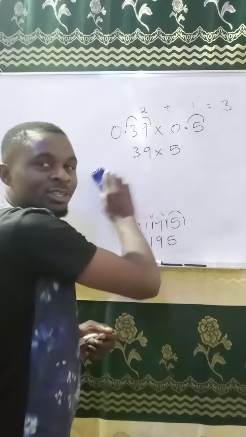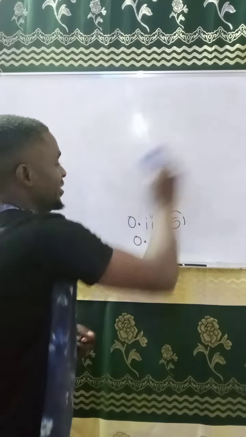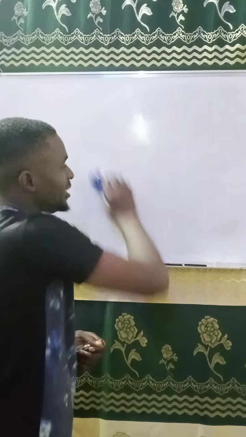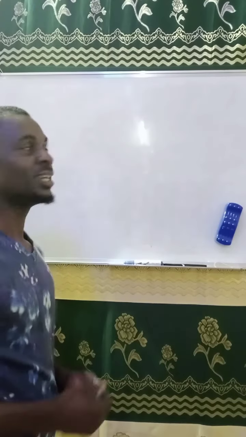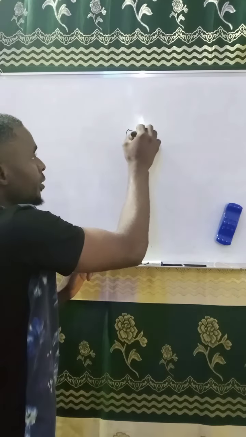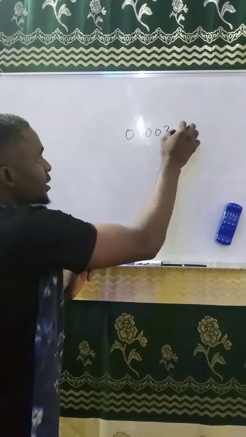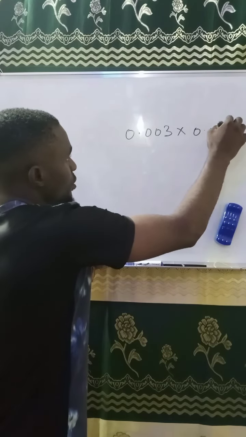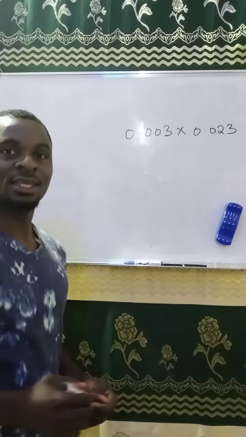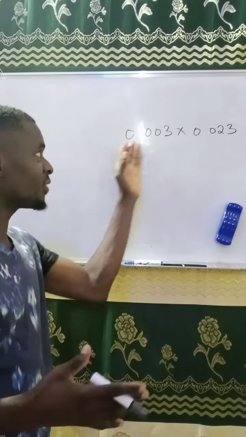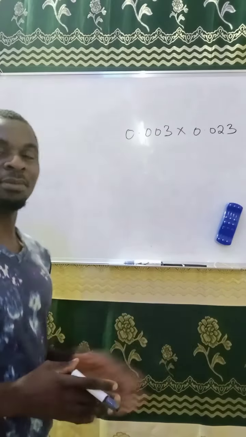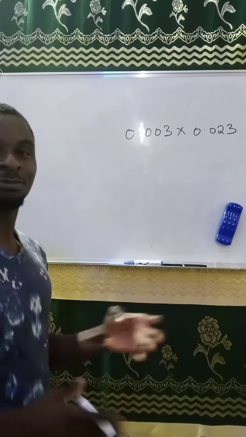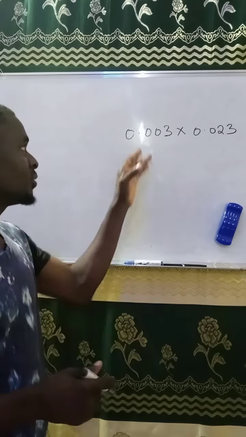Now let's solve another question. Wow, this is so interesting. Now you have 0.003 times 0.023. Just imagine you have this kind of number, and you want to multiply. It's not magic, but you're going to do it. So let's ignore the decimal point.